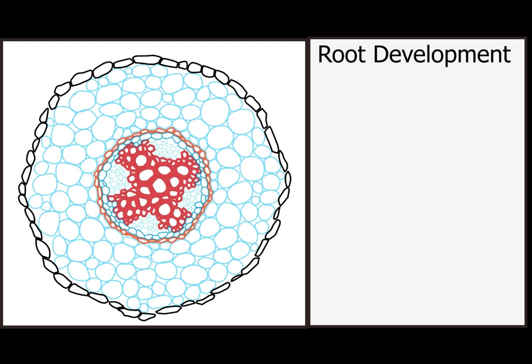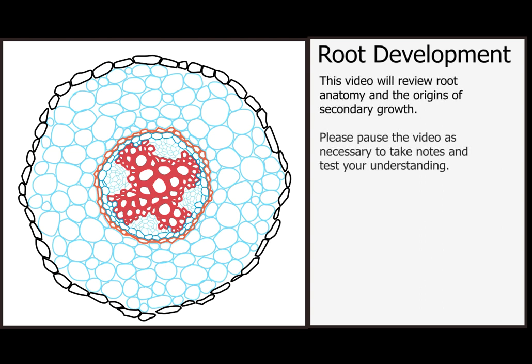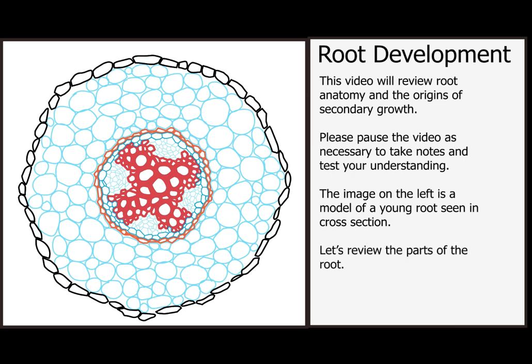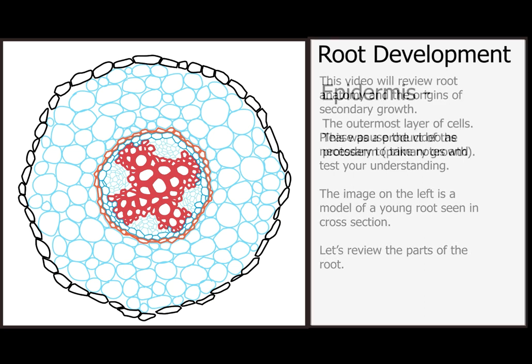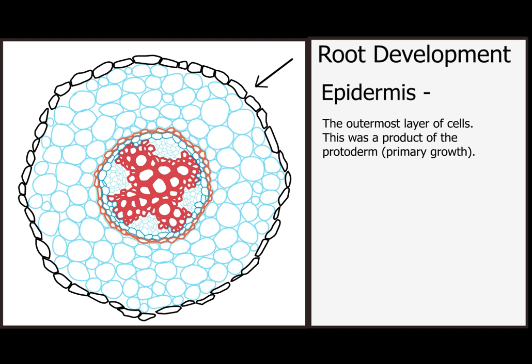Root development. This video will review root anatomy and the origins of secondary growth. Please pause the video as necessary to take notes and test your understanding. The image on the left is a model of a young root seen in cross-section. Let's review. The epidermis. This is the outermost layer of cells. It was a product of the protoderm during primary growth.